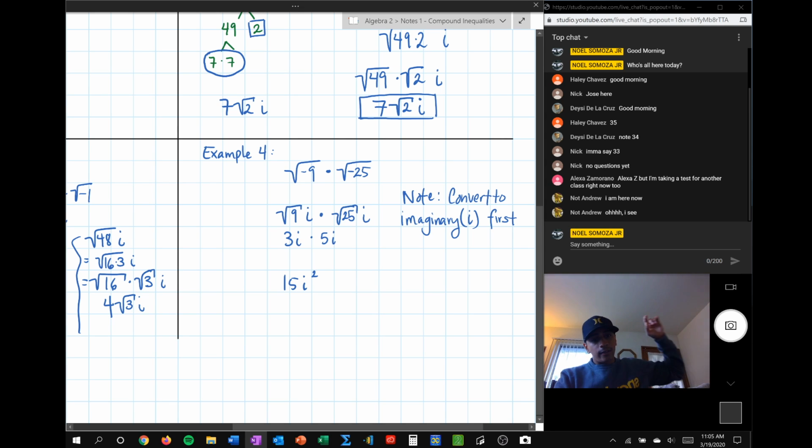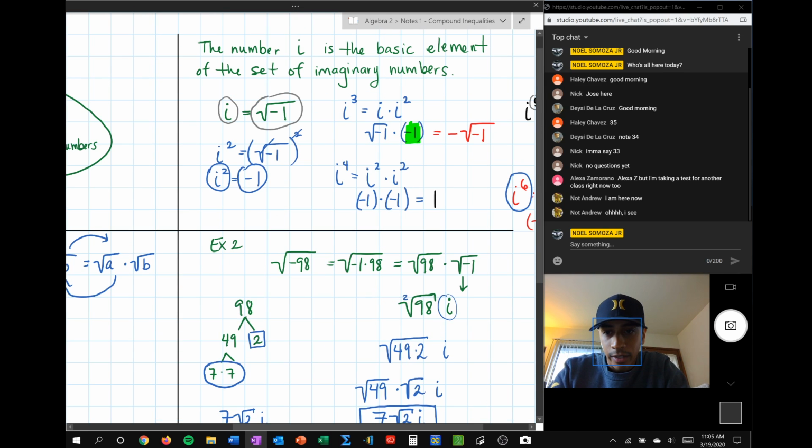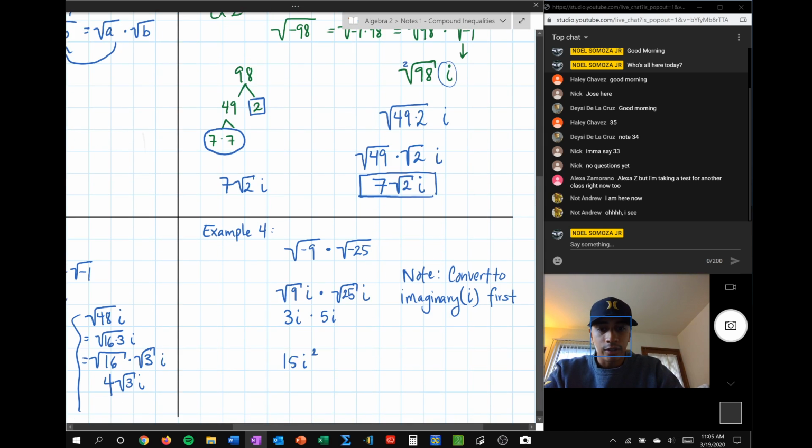Okay, now this goes back to what we looked at before, right? What is i squared? You've got to know what i is equal to, that i is equal to the square root of -1, and you've got to know what i squared is, because a lot of times you're going to have to make the conversion from i squared. You're going to have to convert it back.